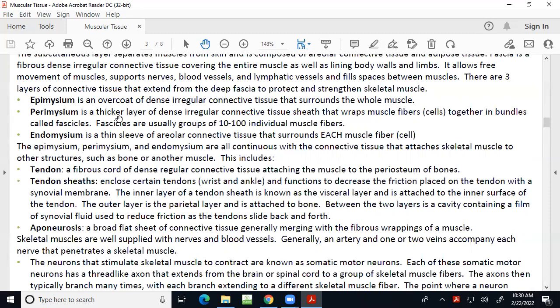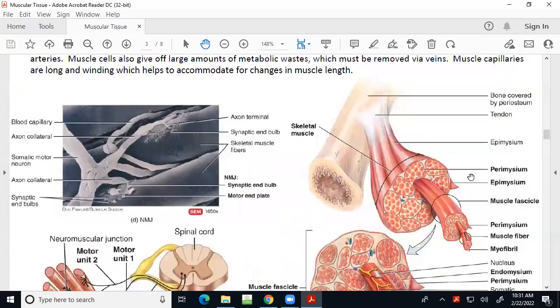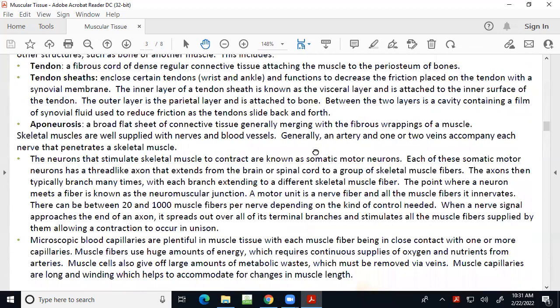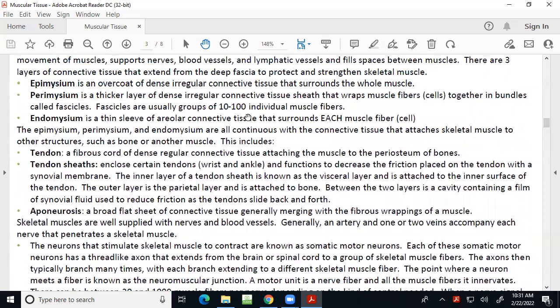So this is actually an even thicker layer of dense irregular connective tissue that helps organize our muscles into bundle structures called fascicles. Okay, or muscle fascicle as it's labeled here. So surrounding one fascicle is what we call the perimysium. Okay, now a fascicle is just a collection of 10 to 100 individual muscle fibers. A muscle fiber is just another way to describe a muscle cell.